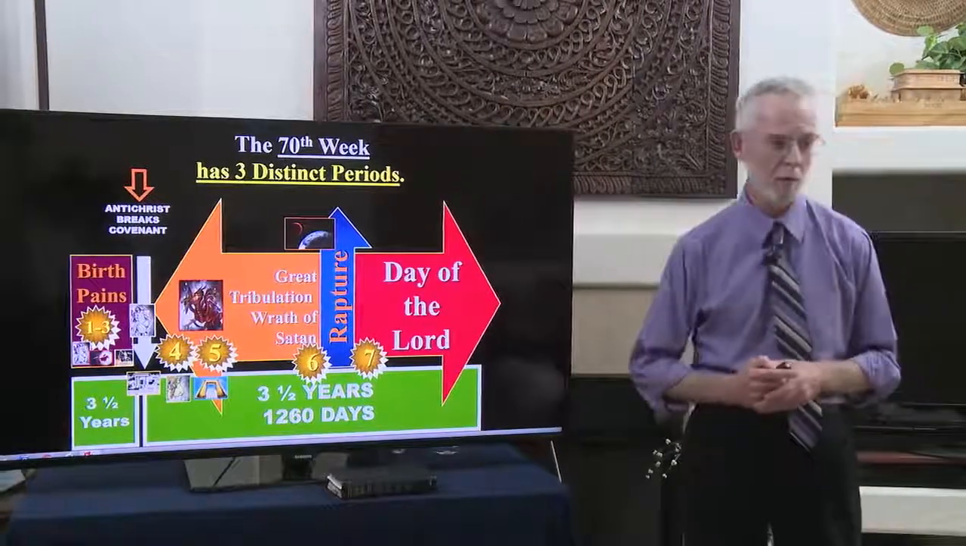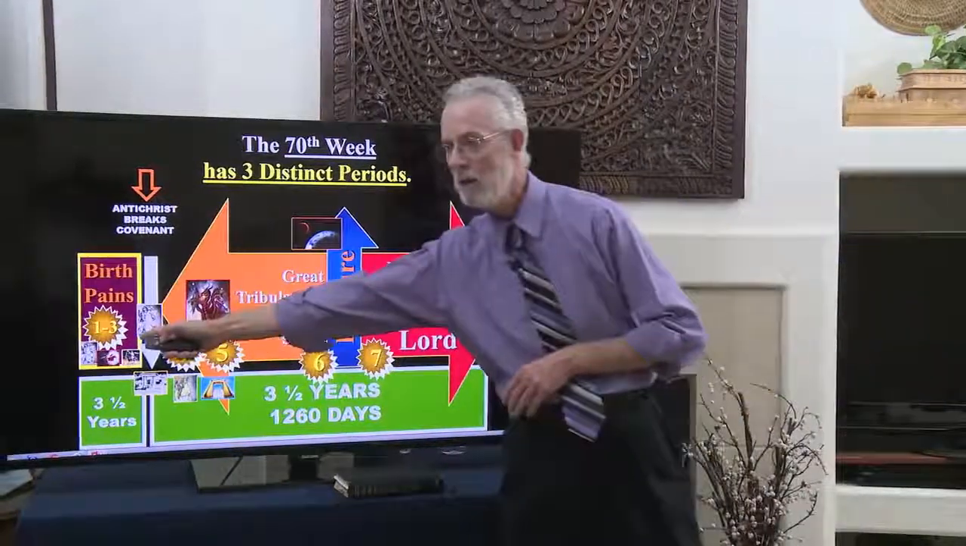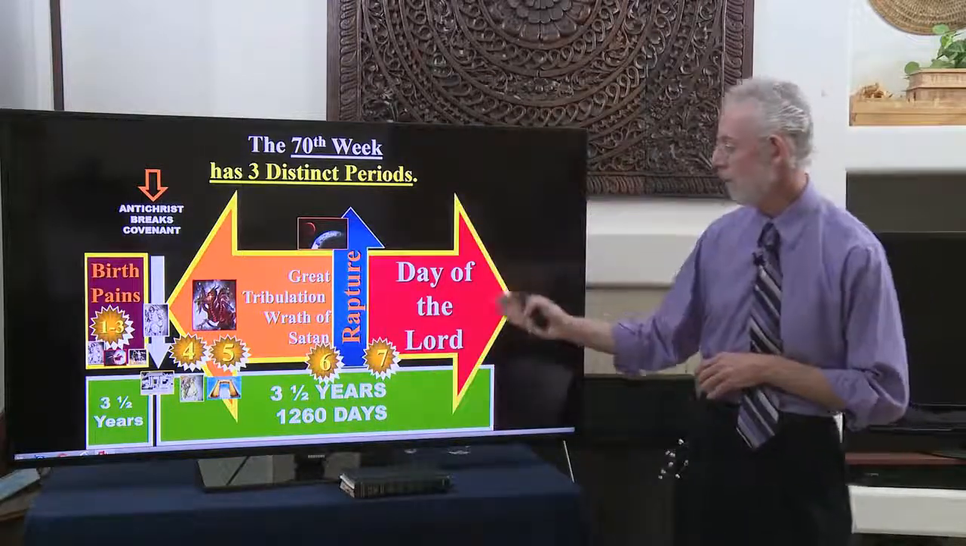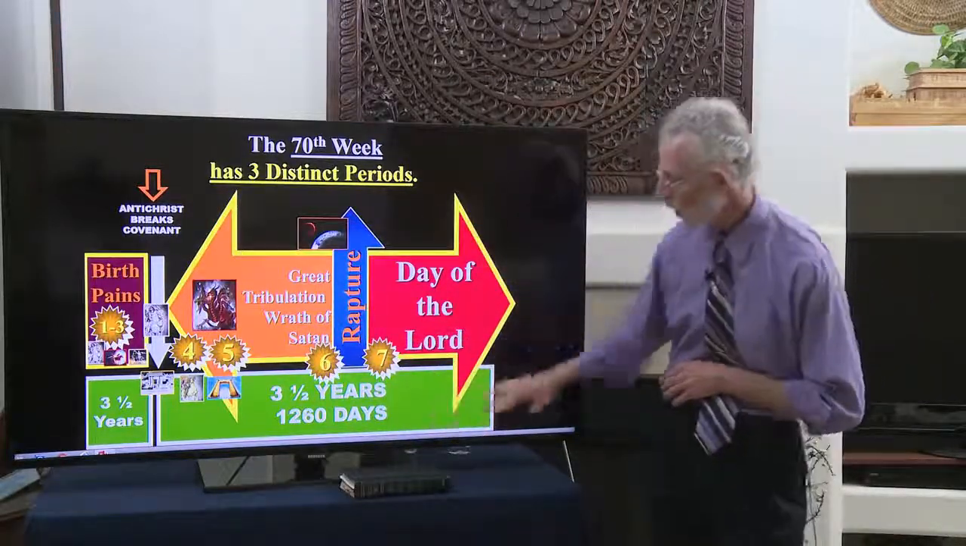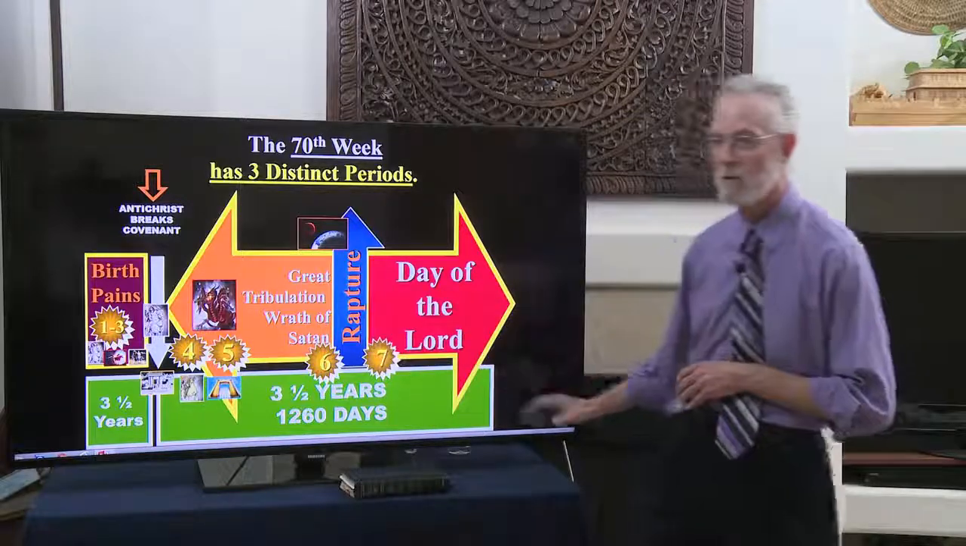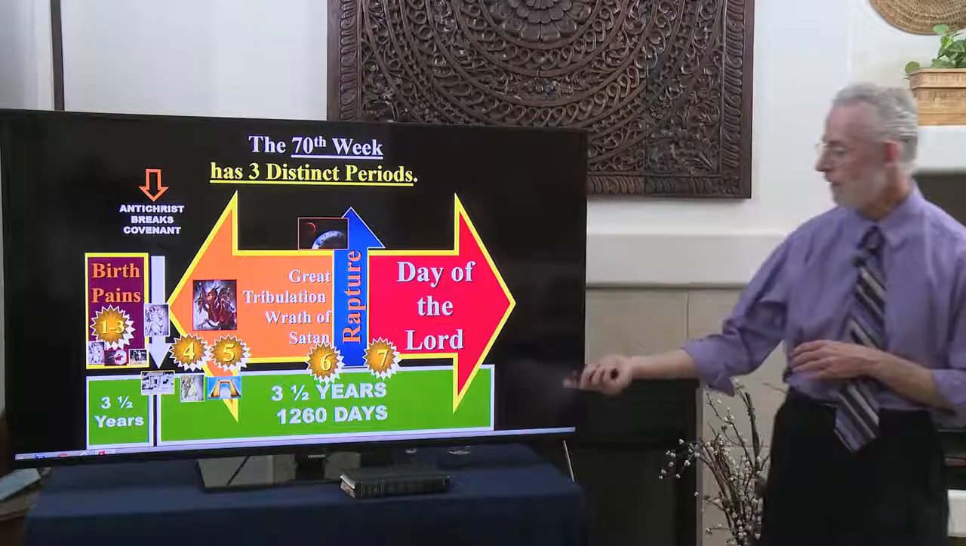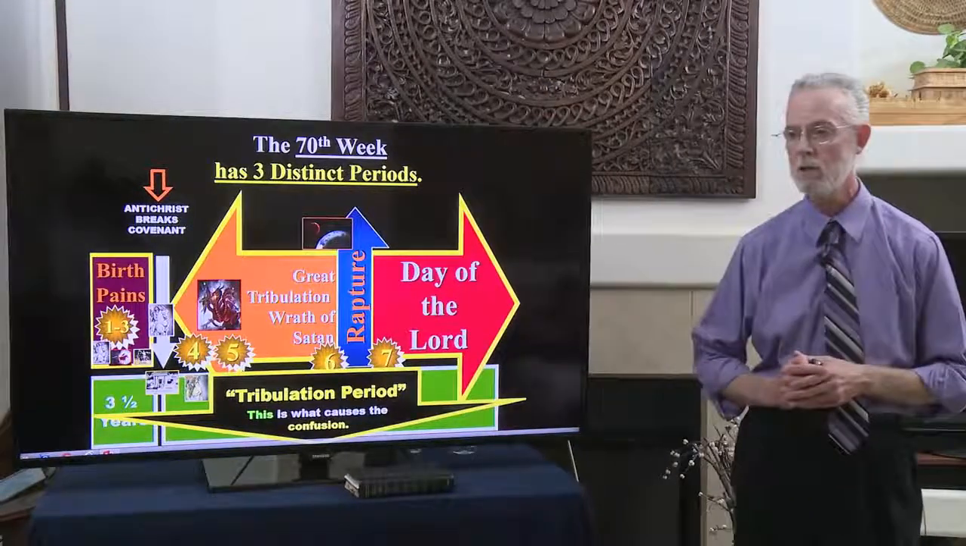The 70th week has three distinct periods. We have the beginning birth pains. That's the first 3.5 years. We have the great tribulation. And we have the day of the Lord. The day of the Lord is only some portion of the second half of the 70th week. It is not the whole 7 years, okay? And that's, I think, what causes a lot of the confusion.